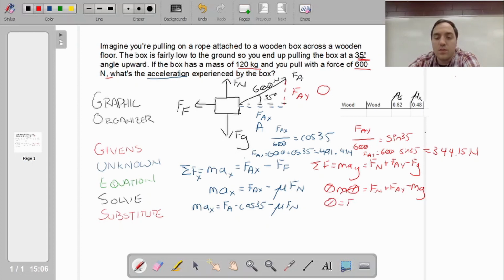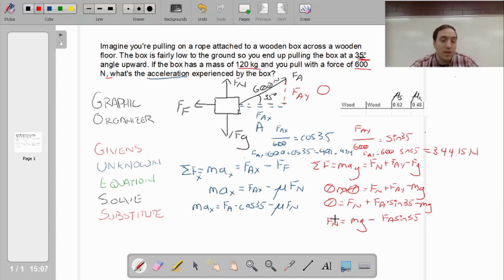0 equals force normal plus F applied times sine of 35, or you could say angle, minus mg. If I continue on, I'll get my normal force equals mg minus my force applied times sine 35. And you'll notice that it's not equal to mg. It only equaled mg when there were no other forces going up.